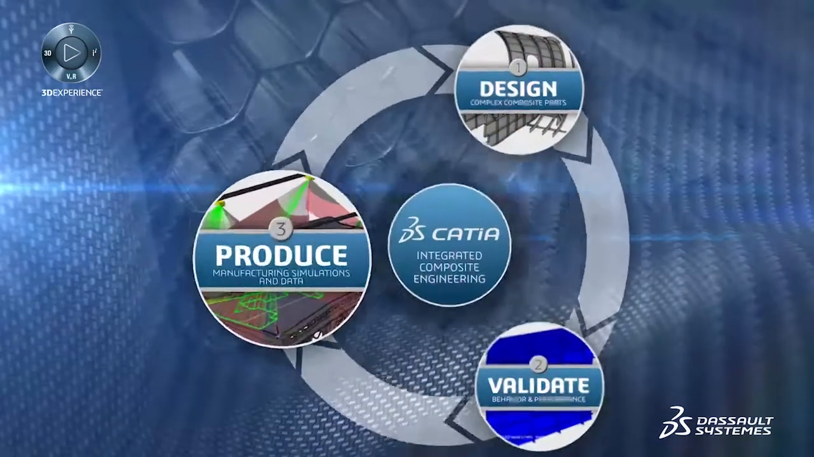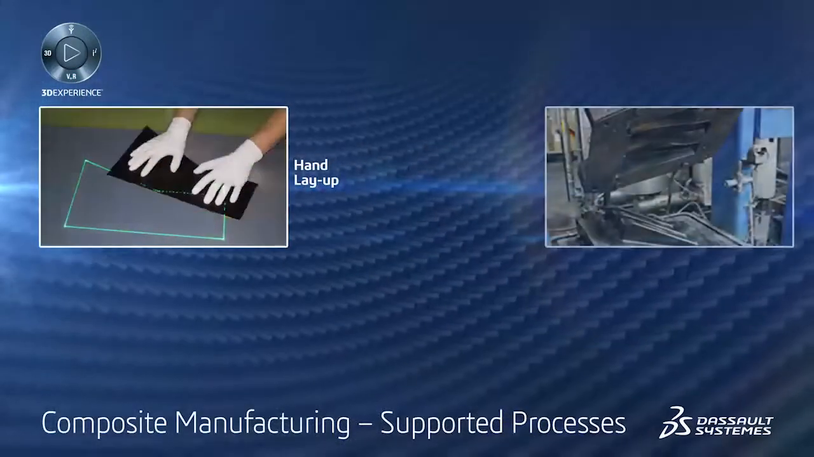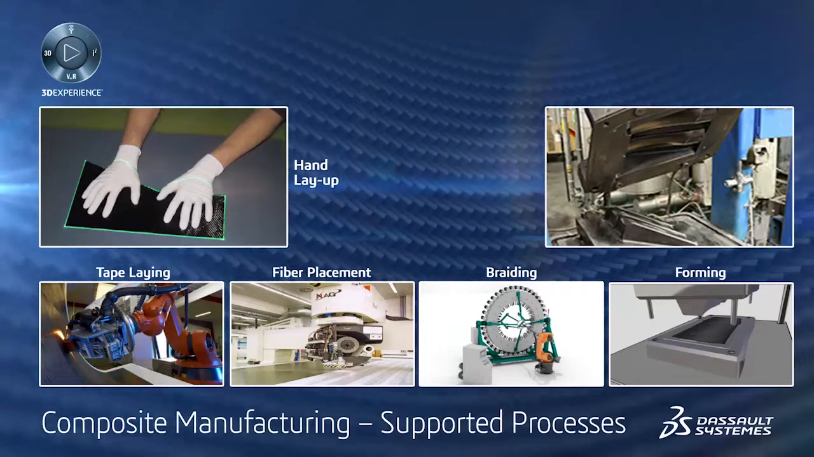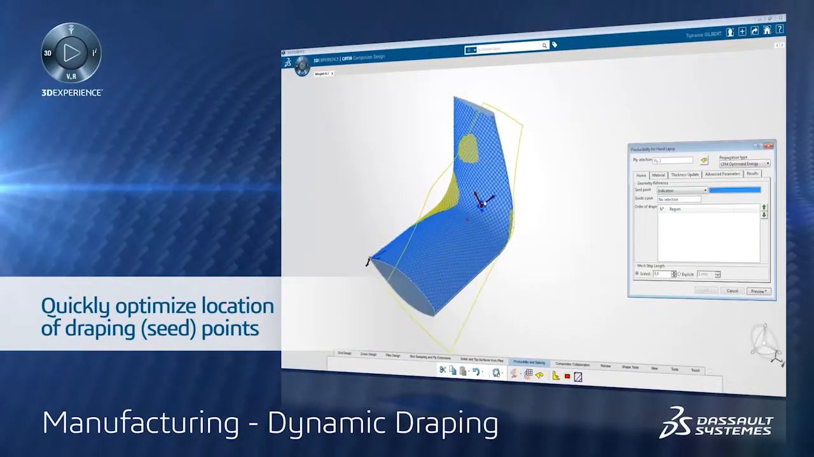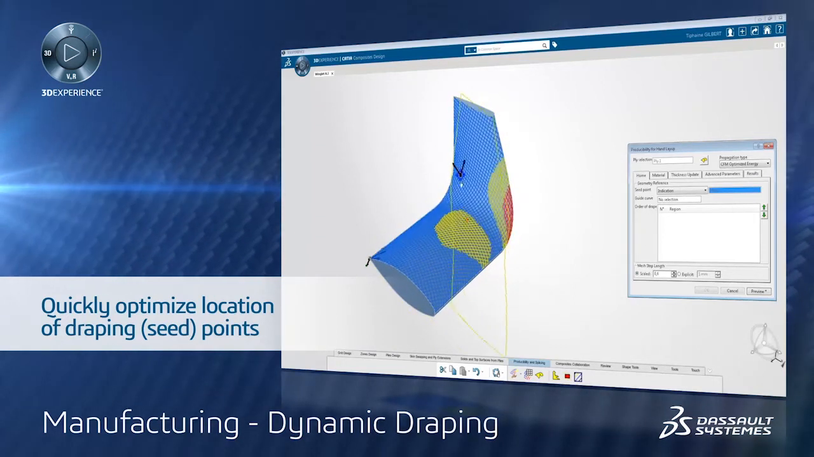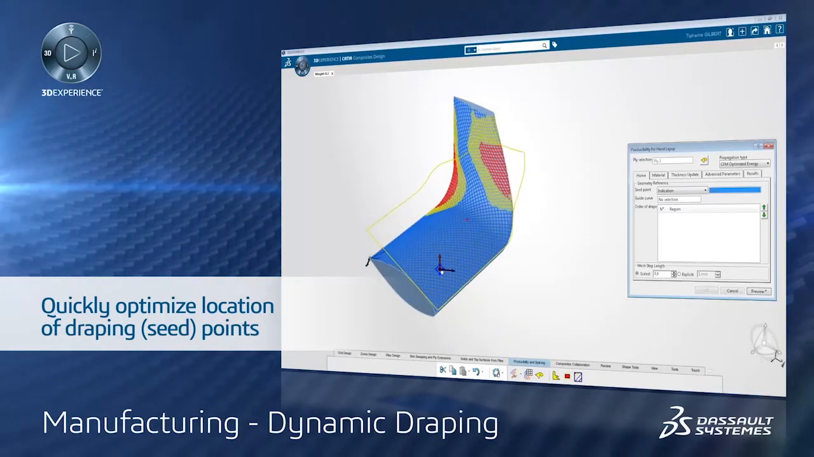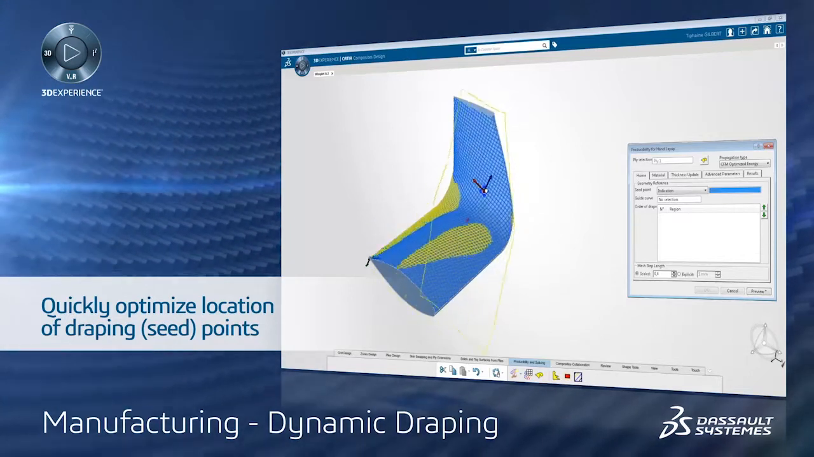Now we need to produce the shop floor manufacturing information for the different manufacturing processes that we support, starting with hand layup. We start by using interactive dynamic draping to visualize how material will behave depending on the seed point selected for the draping of plies and sequences. This early analysis allows the designer to experience the ply layup process and eliminate potential manufacturing problems before they're found on the shop floor.